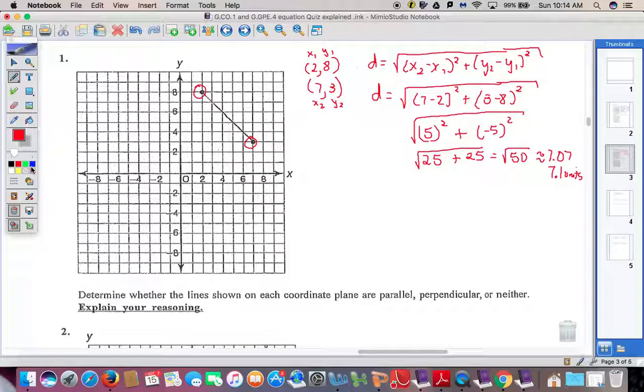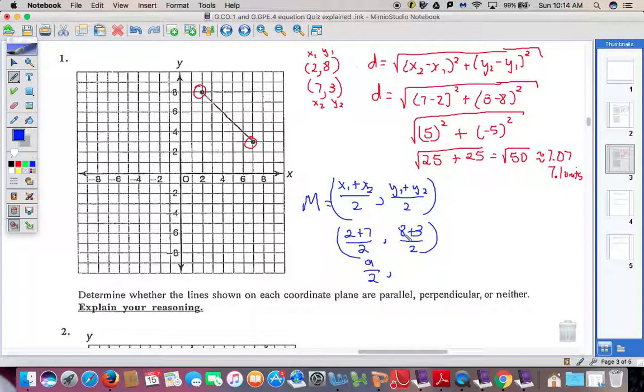Okay, now to find my midpoint, I'm going to use my midpoint equation, which is x1 plus x2 divided by 2, and y1 plus y2 divided by 2. x1 plus x2 is simply 2 plus 7 divided by 2, and y1 plus y2 is going to be 8 plus 3 divided by 2. 2 plus 7 is 9 halves, and 8 plus 3 is 11 halves. So I could leave my answer as improper fractions, or I can change it to a decimal, which would be the ordered pair of 4.5, comma 5.5.